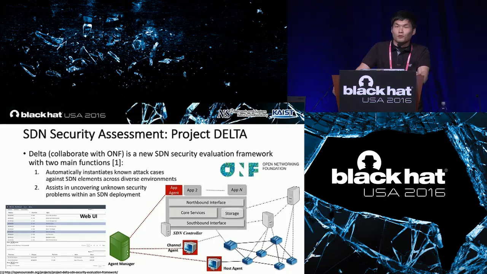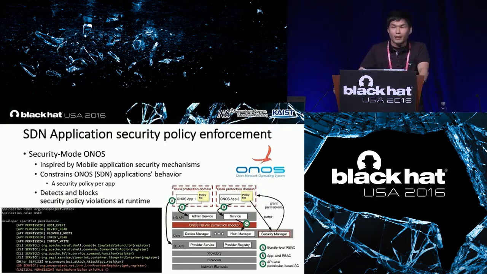Finally, we would like to introduce two ongoing SDN security projects. The first one is Project Delta, an SDN security evaluation framework pushed forward by the Open Networking Foundation. The purpose of this framework is to automatically replay known attack cases against SDN elements so that we can measure the security status of each element, and also to assist in uncovering unknown security problems within an SDN deployment by performing fuzz tests. Another project is Security Mode ONOS, a security extension to ONOS. In order to protect the core of ONOS and the network from untrusted SDN applications, this extension enforces security policy on each SDN application, just like mobile application security frameworks. It detects and blocks any violation.